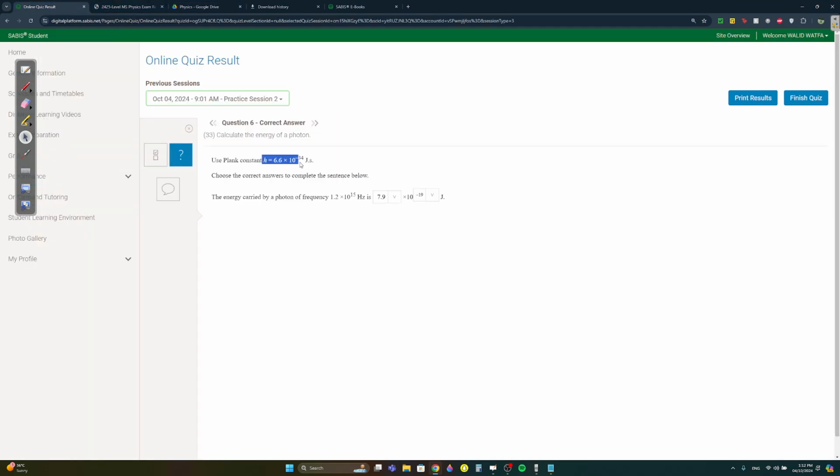Here they gave you Planck's constant. They want the energy, and they gave you the frequency F. You have to know that E equals hf. H in this case is 6.6 times 10 to the power of negative 34, times the frequency, 1.2 times 10 to the power of 15, and you get this answer: 7.92. Just round it to 7.9 times 10 to the power of negative 19 joules.